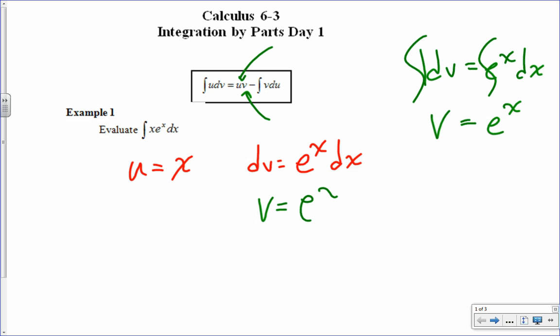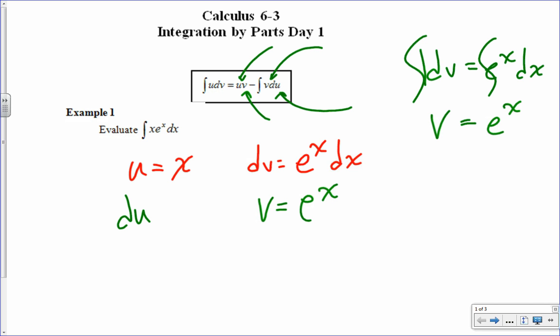So, e to the x. All right, so we got that. Oh, there's v again. Okay, we've got it. What else do I need? du, is that something I have? Is it something I can get? Yeah, and that's why I write that down here.